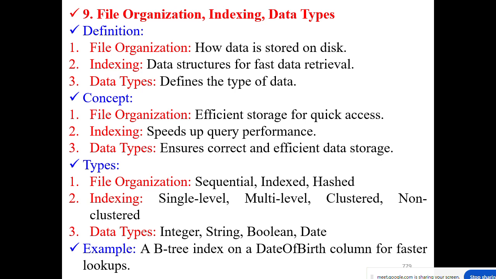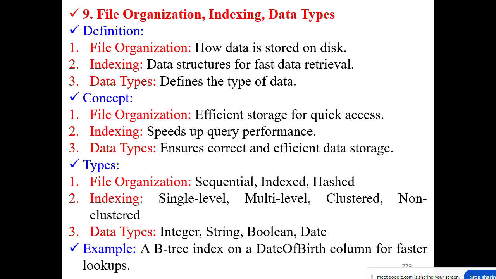A B tree is a tree that satisfies the BST property: the left subtree is always less than the root and the right subtree is always greater than the root. All leaf nodes must be at the same level. That is called a balanced tree. The extension of the B tree is called a B plus tree.